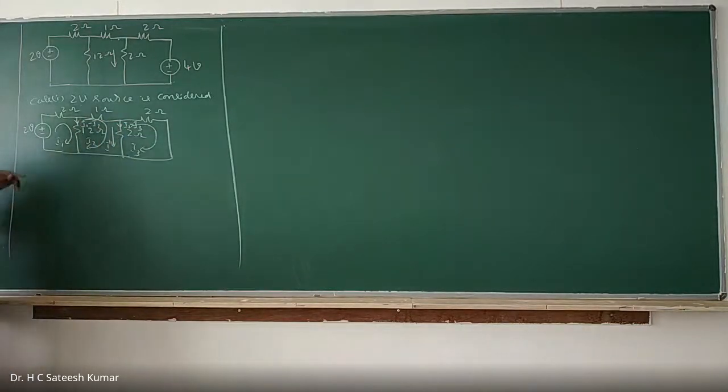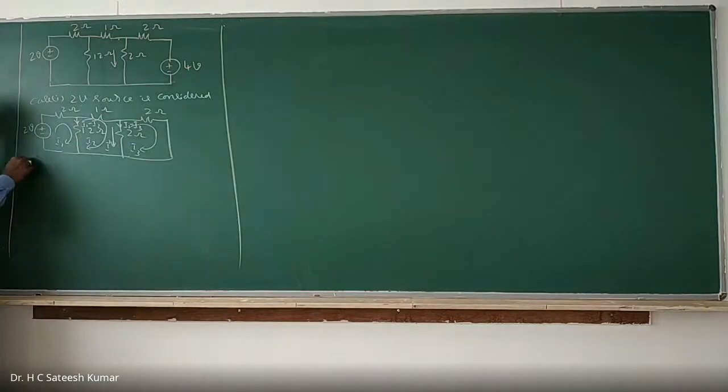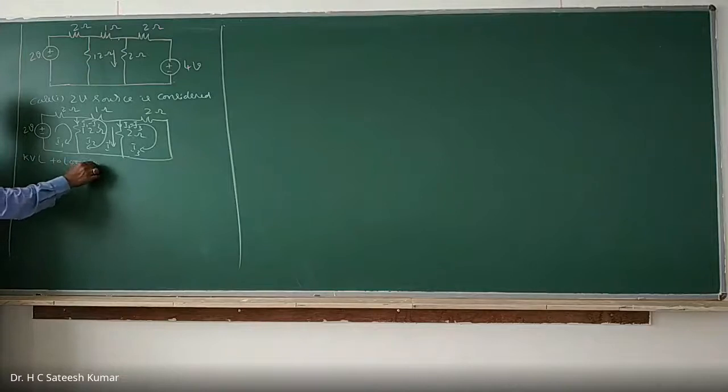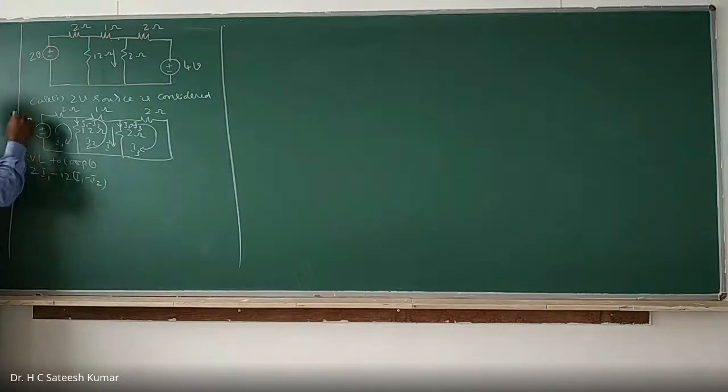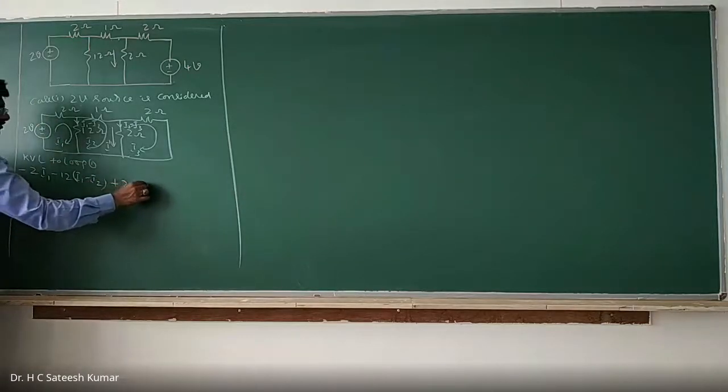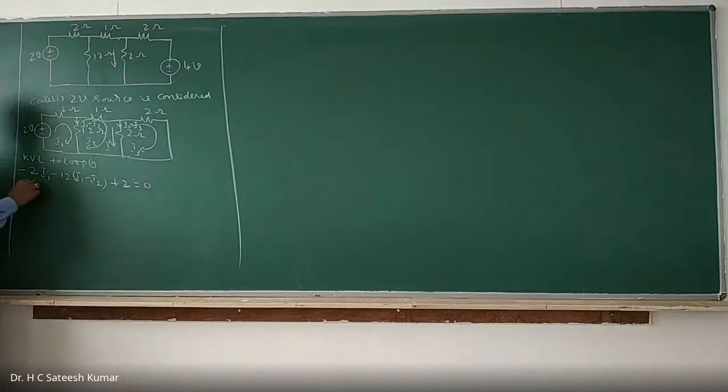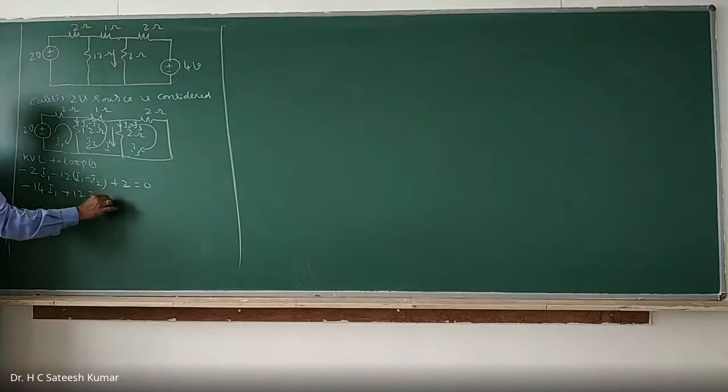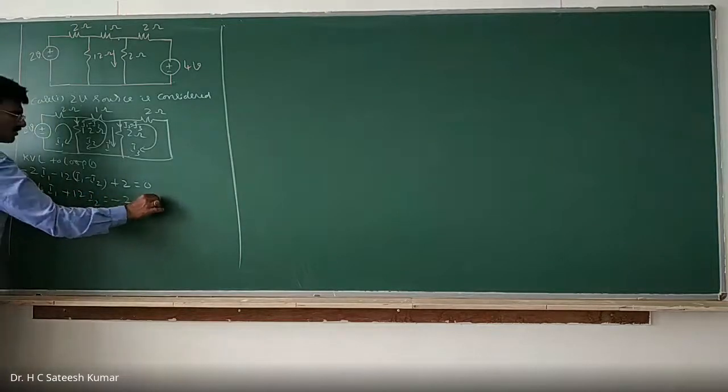Okay, right. If that is the case, apply KVL to loop 1. Start from this point, same direction: minus 2 into I1, minus 12 into (I1 minus I2), plus 2 is equal to 0. Minus 12 minus 2, minus 14 I1, plus 12 I2 is equal to minus 2. Call this equation number 1.